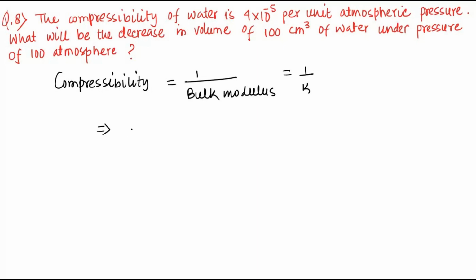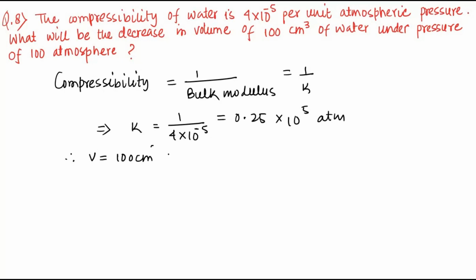So from here K would be 1 upon compressibility, which is 1 upon 4 × 10^-5. That is equal to 0.25 × 10^5 atmosphere. Now volume is given, V is equal to 100 centimeter cube.